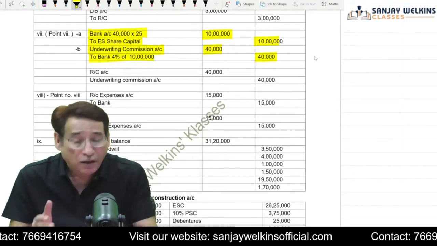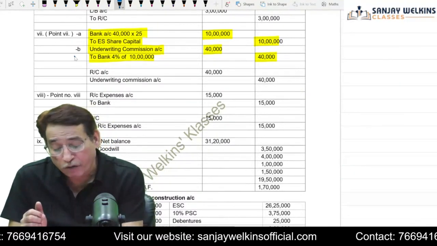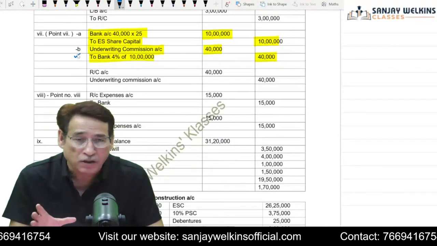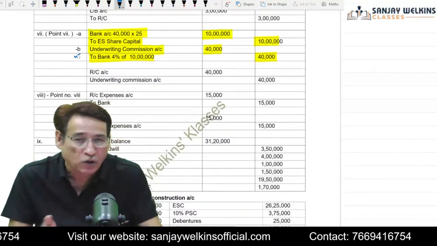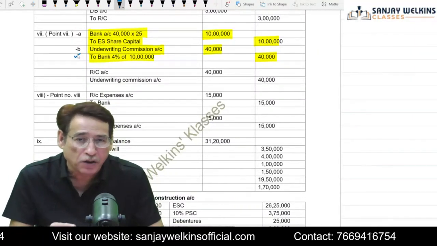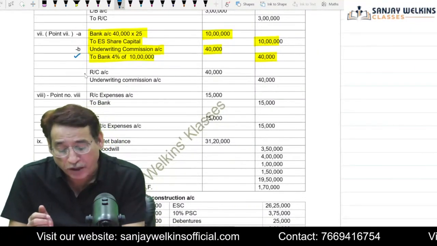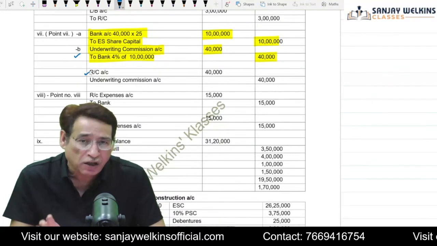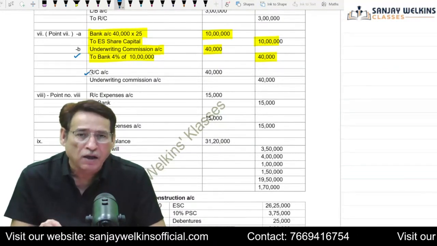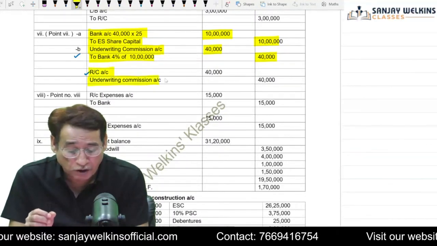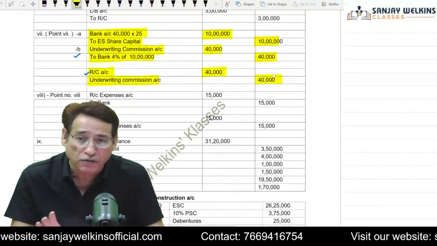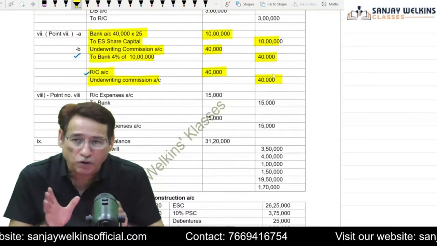Right, sir. Now, as I have often told you, whenever you are meeting any expenses, because underwriting commission is not a recorded liability and you are just paying underwriting commission, this commission amount must be written off to reconstruction immediately. So that is why another entry will follow: reconstruction account debit to underwriting commission 40,000, 40,000. Is it clear to everyone up to this particular point?